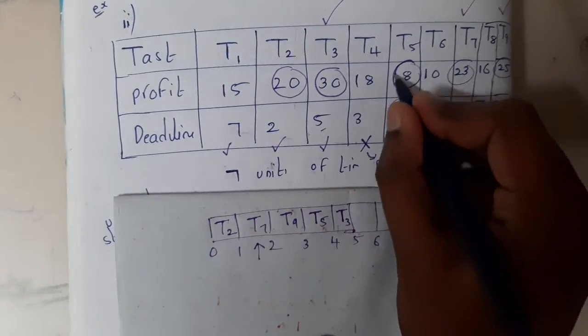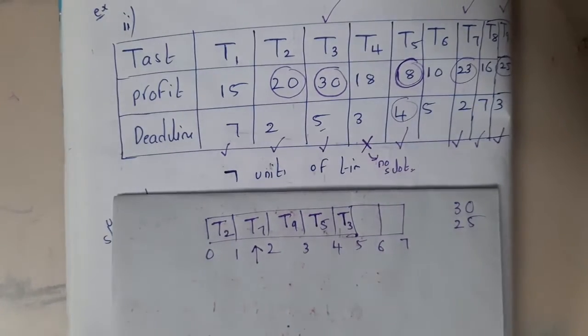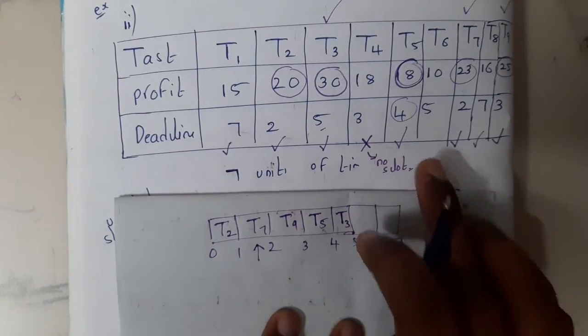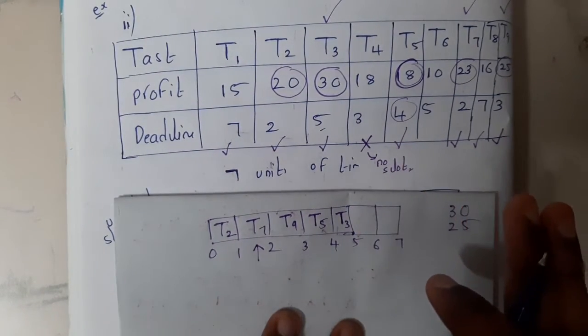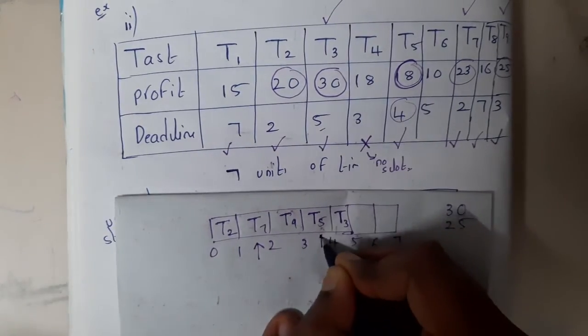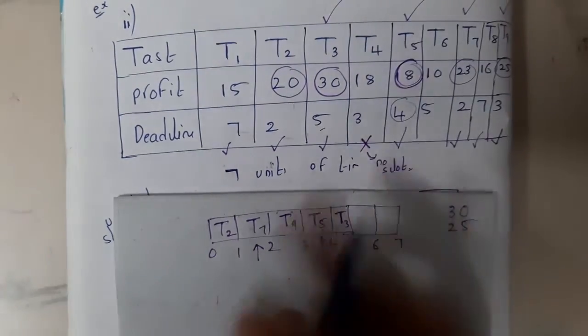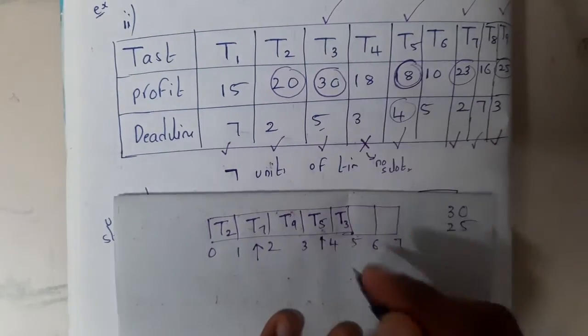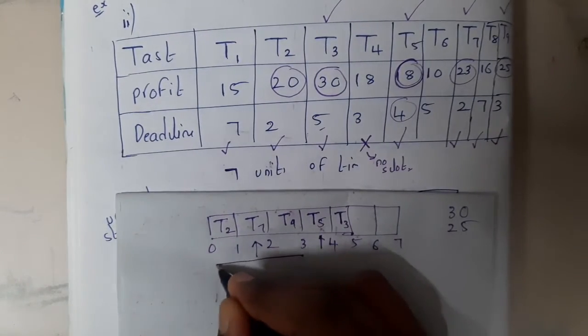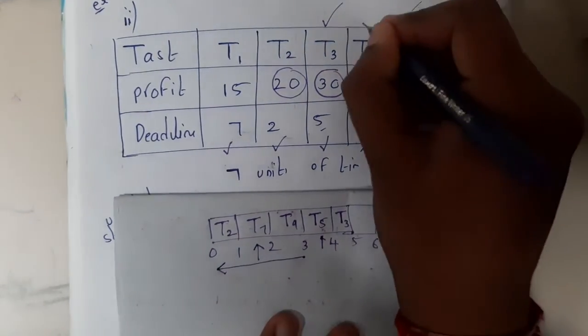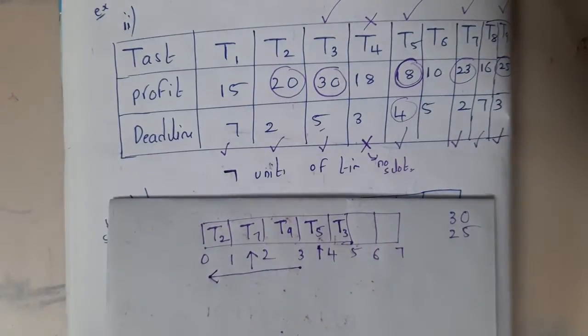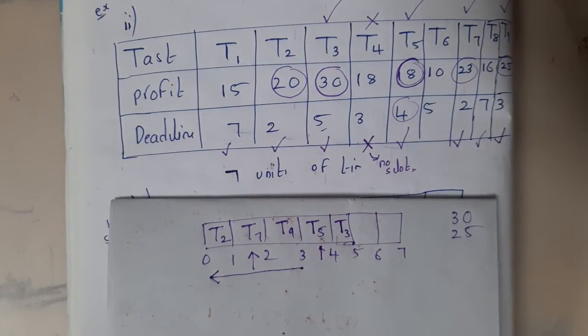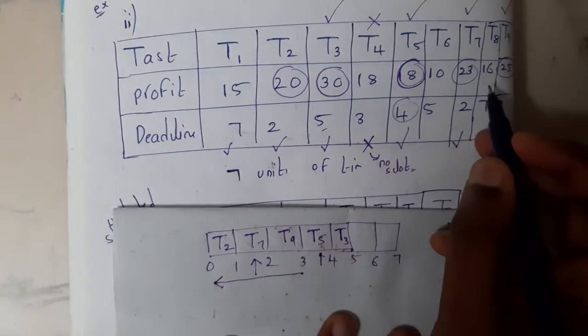T5 is next to maximum, right? 18. So 18 and its maximum slot is 4. I have already given the slot. That's absolutely perfect. So now let us come to T4. T4 can complete up to 3. So before 3, do we have any slot, guys? No. Hence T4 cannot get a chance.